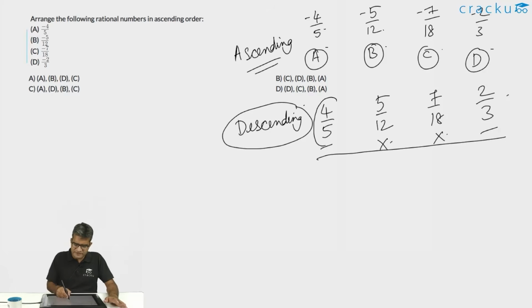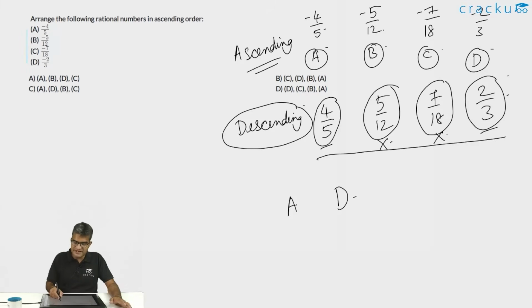And we know that 4 by 5 is greater than 2 by 3, because 4 by 5 is 0.8 and 2 by 3 is 0.667. So the largest number will be A, the second largest number will be D. Now we need to figure out whether 5 by 12 is greater or 7 by 18 is greater.